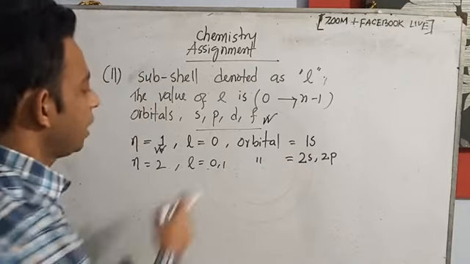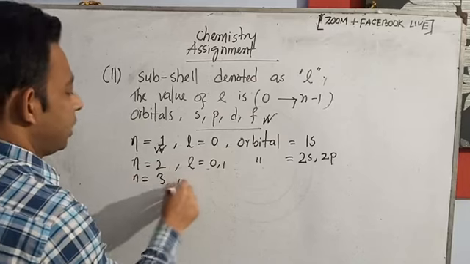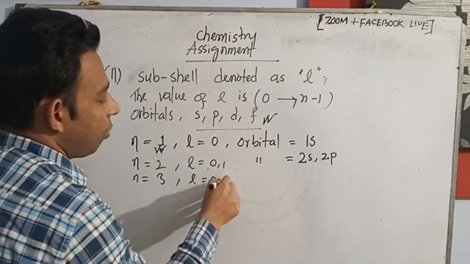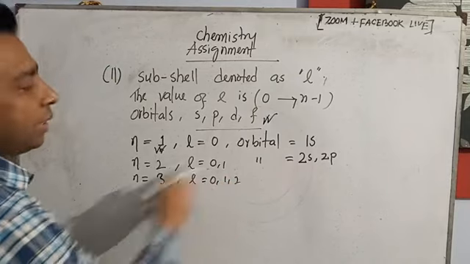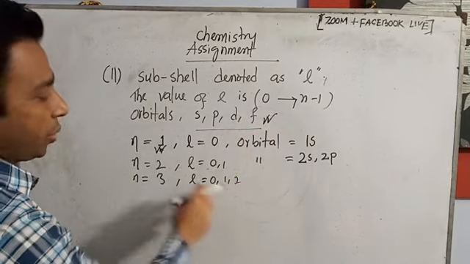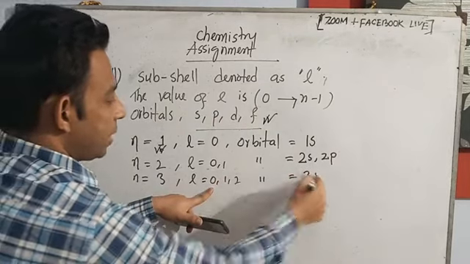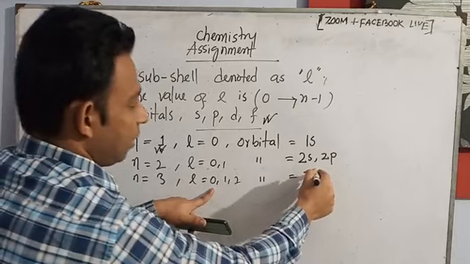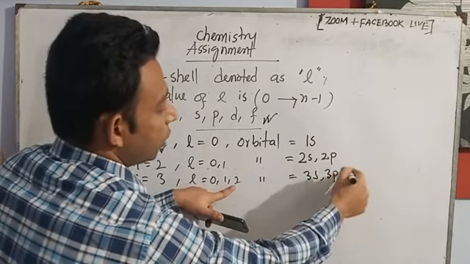Why 2s, 2p? 0 for s, then p. If it is n equal to 3, look here. So L equal to 0, 1, 2, that means n minus 1 up to then the values. So the orbital will be 0 for 3s since it is the third shell, 1 for 3p, and 2 for 3d.